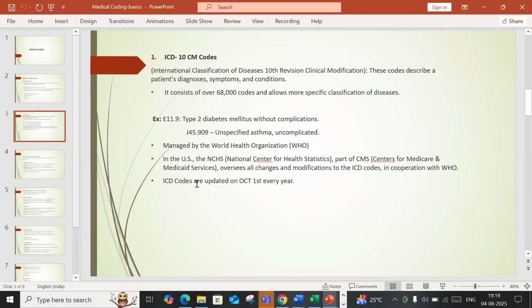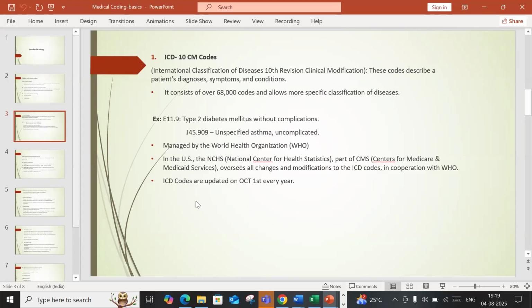And this manual is updated and managed by WHO, World Health Organization. In the US, the NCHS, National Center for Health Statistics, which is a part of CMS. CMS is nothing but the federal insurance program there for US citizens. So, Centers for Medicare and Medicaid Services. So, it is a government insurance company. It oversees all changes and modifications to the ICD codes in cooperation with the WHO.